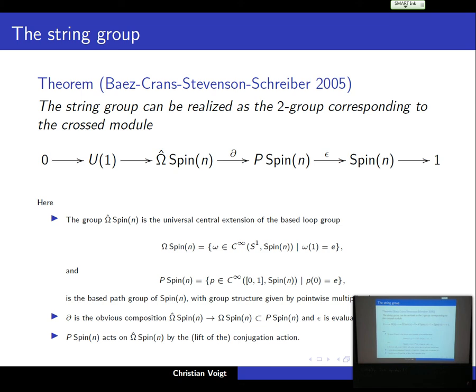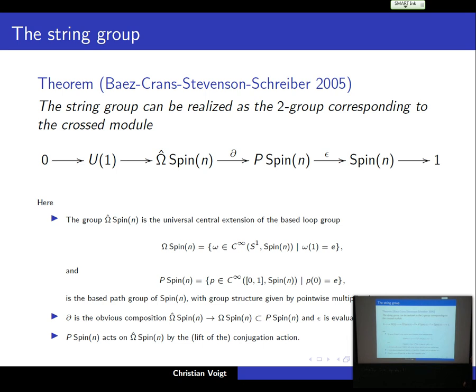So you have U(1), then the universal central extension of the based loop group of Spin(n), that maps into the path group of Spin(n), so just smooth paths in the group Spin(n), starting at the identity and ending somewhere, and then you can evaluate at the end, and you get back to Spin(n). And this gives you a 2-group.